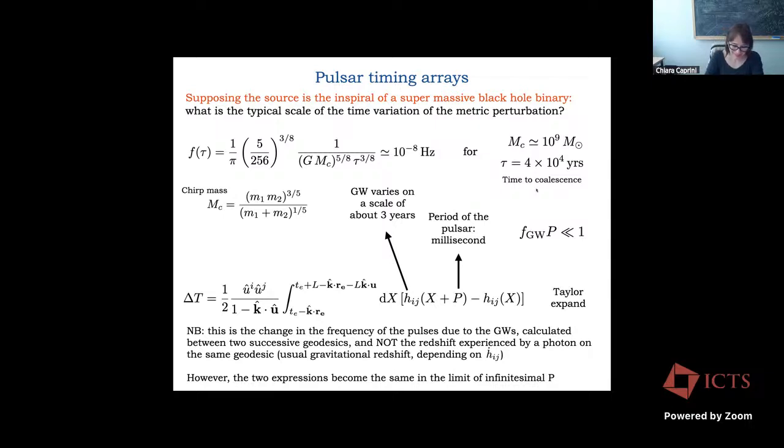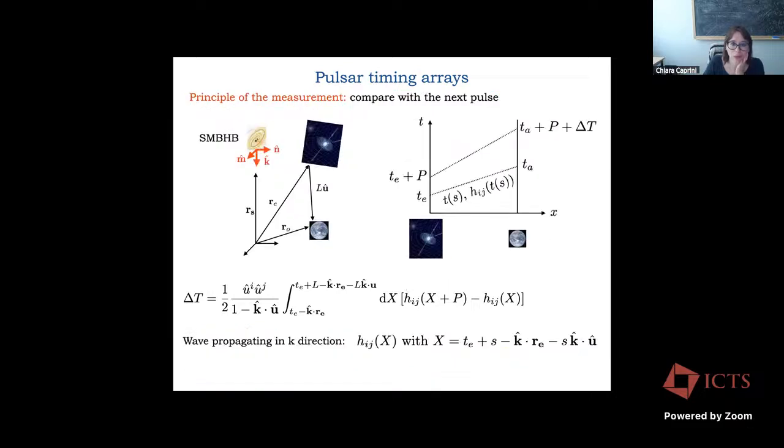Okay, so yesterday we stopped a bit in the middle of this calculation, so we can take it back from here. Basically, you remember I was trying to explain the principle of the measurement with the pulsar timing arrays. And so the idea is that one needs to compare two next pulses that the pulsar is emitting at the time difference p.